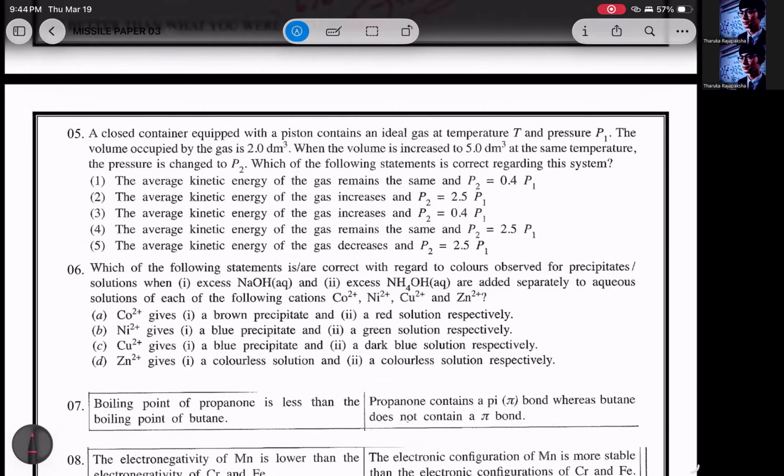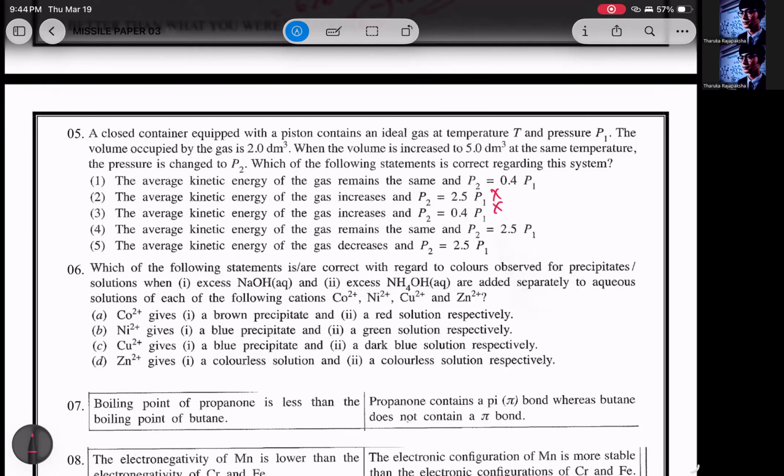So when you change the pressure, temperature is kept constant. So volume and pressure are going to change. You are applying Boyle's law here. So kinetic energy is not changed. Kinetic energy changes only if you change the temperature. So average kinetic energy should remain the same.